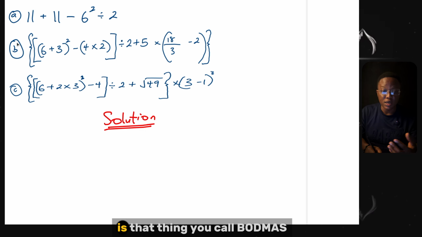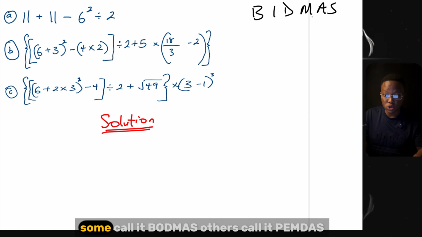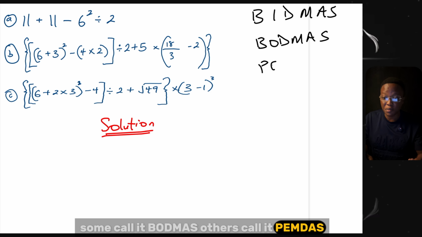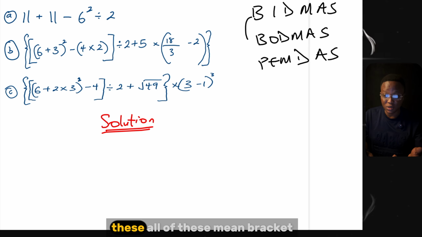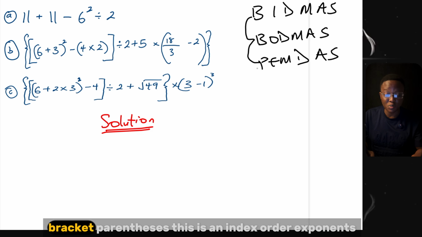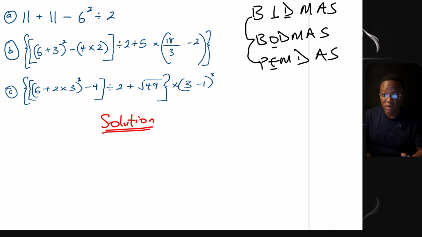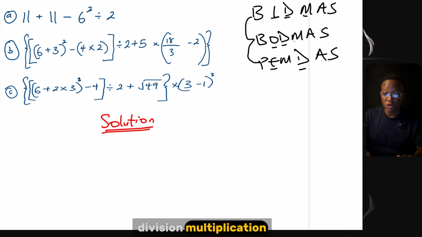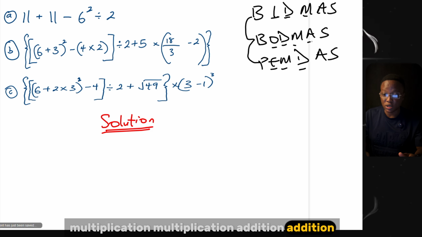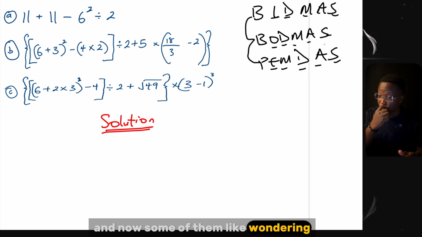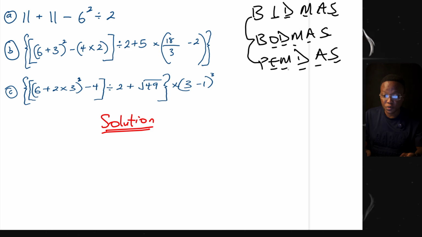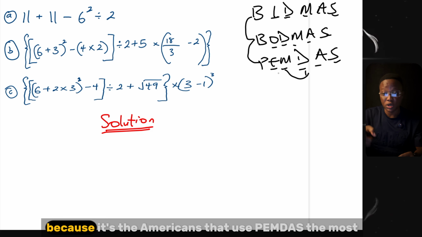Some of you might be asking, is that thing you call BODMAS? Some of you call it BODMAS. Others call it PEMDAS. They all mean the same thing actually. The B means bracket, parentheses. This is index, order, exponent, division, multiplication, addition, subtraction.